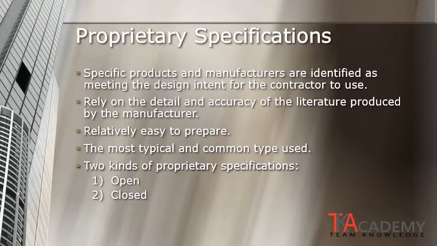This method relies on the detail and accuracy of the literature produced by the manufacturer. It is relatively easy to prepare compared to other specification methods, and therefore is the most typical and common type used. There are two kinds of proprietary specifications: open and closed.